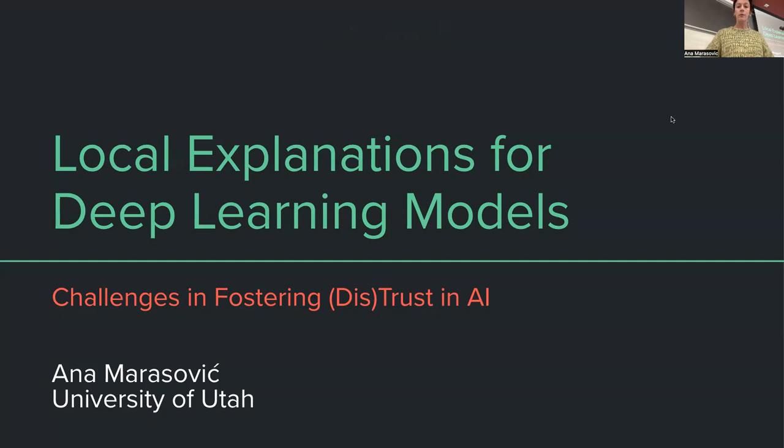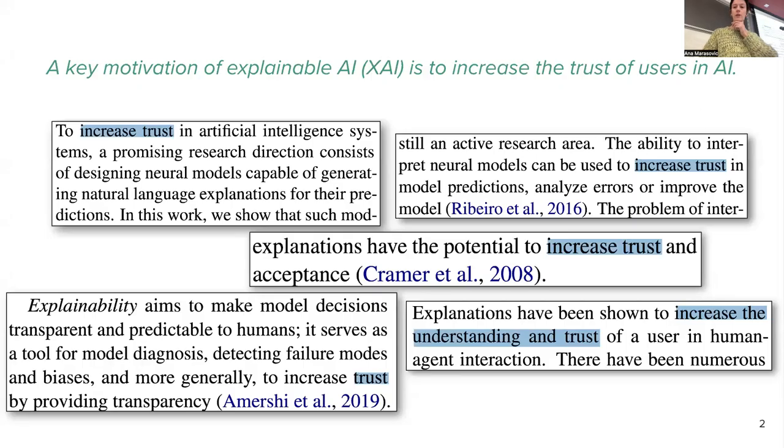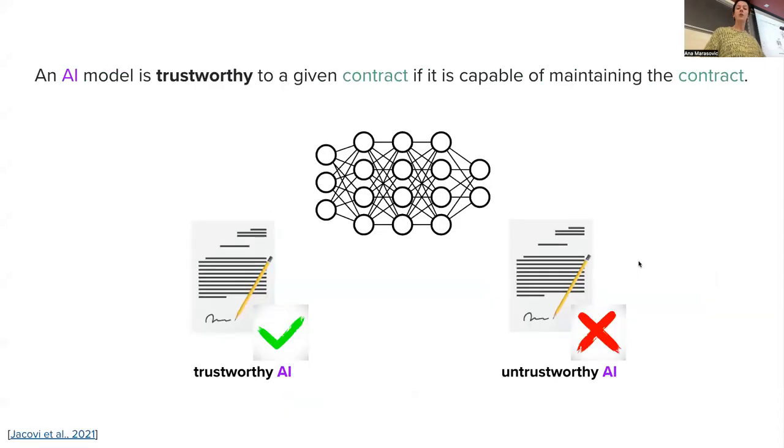So I was saying that last week we started with the key motivation of explainable AI being this statement, which is pretty vague, something like increasing the trust of users in AI. And then we worked our way through trying to make that definition more precise. And we defined a trustworthy model, meaning a model that can, given some contract, where contract is not your legal definition of a contract, but rather any functionality you deem to be important, maintain that contract. Then we said it's trustworthy.